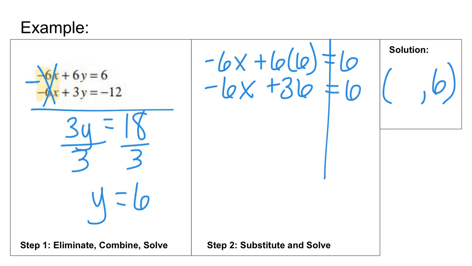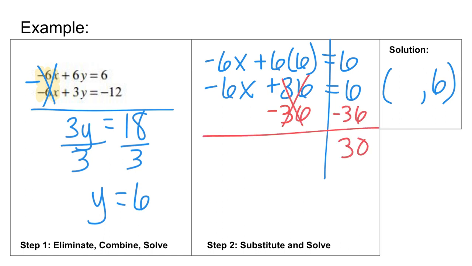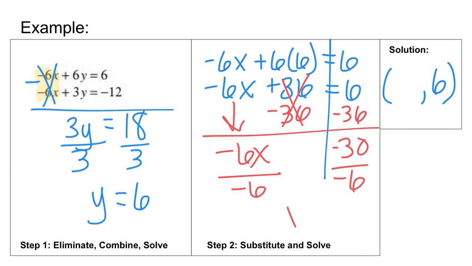And then we can finish that by subtracting 36, which is negative 30, and divide both sides by negative 6. So x would equal 5. Negative 30 divided by negative 6, positive 5.